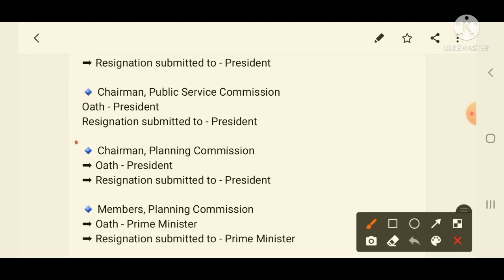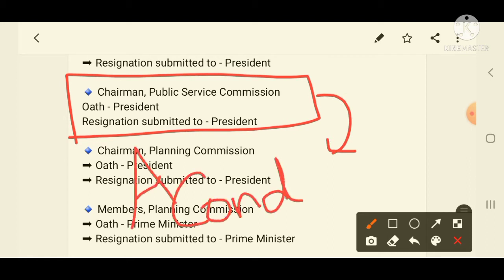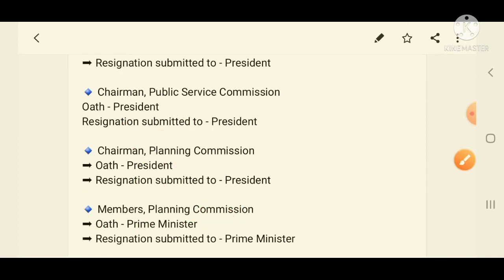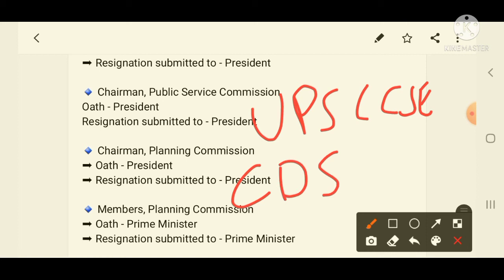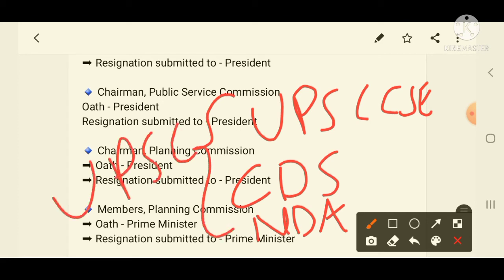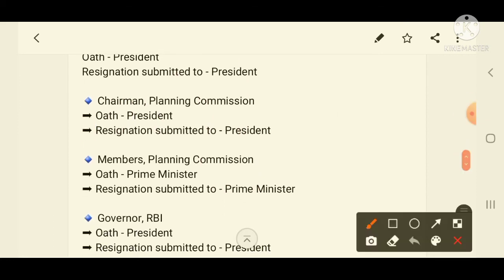What is the main function of the Public Service Commission? The main function of the Public Service Commission is to conduct the examinations for recruiting A grade officers in all the posts in our country. For example, you would have heard about the UPSC Civil Services Examination, the CDS examination, and now you are preparing for the NDA examination and various other posts. This entire examination is conducted by UPSC only, which is a Public Service Commission, and the oath is given by the President and the resignation letter is also submitted to the President only. All of you have got a clear-cut idea till Public Service Commission.